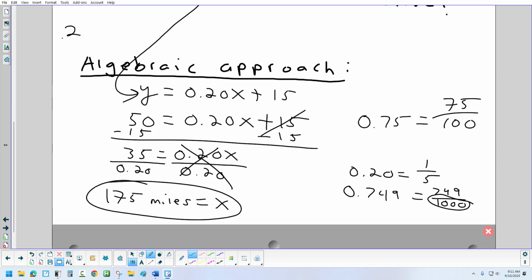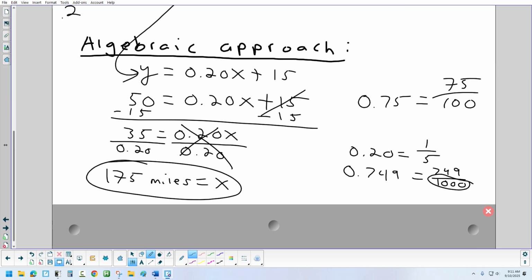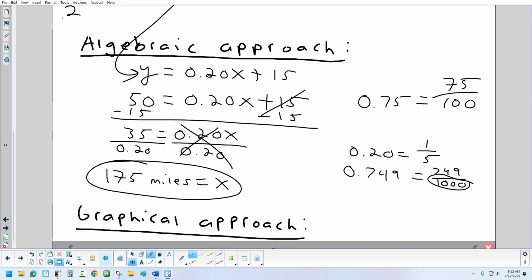Okay, so any other questions on how we got 175 miles? All right, so what we want to look at now is how to do it graphically.